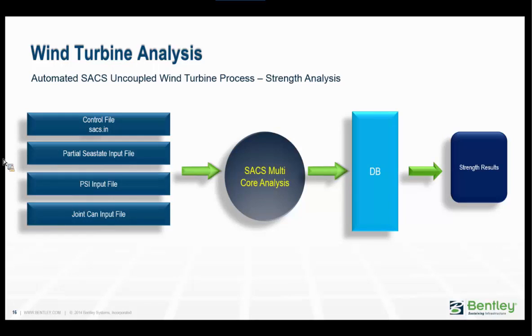So basically you've got to look at millions of unity checks, and you've got to figure out which are the critical ones. In this case, what you would input is a control file, very similar to what I showed earlier, and a partial SACS input file. This will contain your dead loads, and any gravity loads that you haven't modeled, because you've got to combine these with your dynamic loads once you've done the dynamic analysis before you do a code check. You can also include your nonlinear foundation and a joint can input file to design your tubular joints.